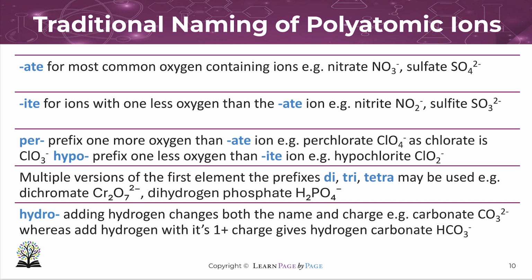And that lastly takes us on to hydrogen. When we add hydrogen, that changes both the name and the charge. If we take carbonate, CO3 2-, when we add a hydrogen with its 1+ charge, it will give us hydrogen carbonate. So we've changed the name, we've put hydrogen in front, and we end up with HCO3, and the charge has changed because we've added that 1+ charge. So it's now 1-, which increased from the 2-.